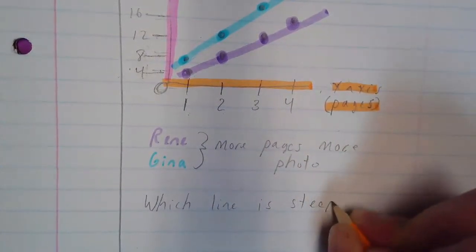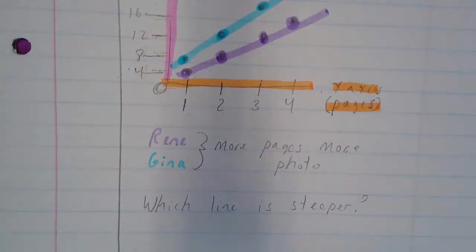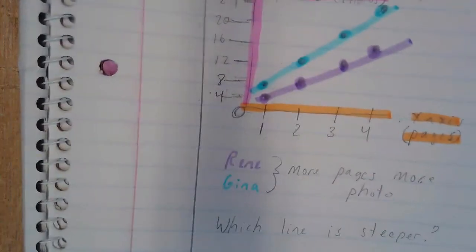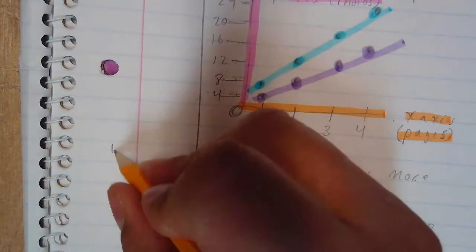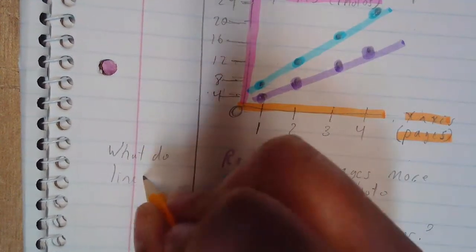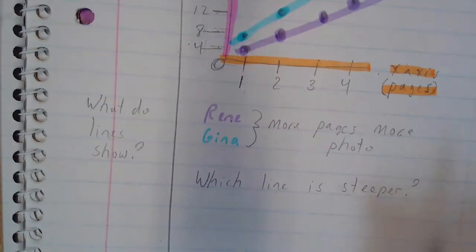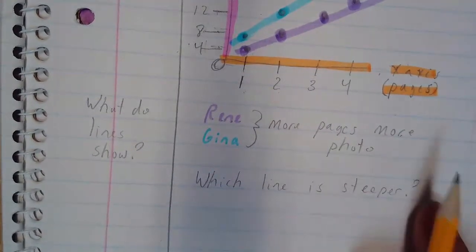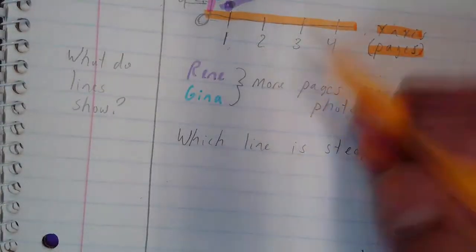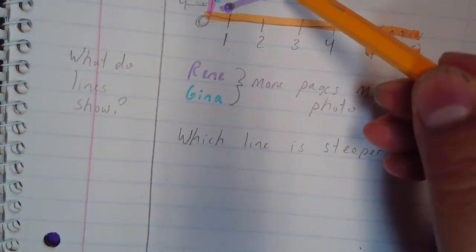And really, I should have written this in the Cornell side of it, the left side, but I forgot. Whoops. So I'm going to write the question for this one here. What do the lines show? More pages, more photos. But which line is steeper? It looks to me like Gina's line is steeper. Right? But what does that mean?